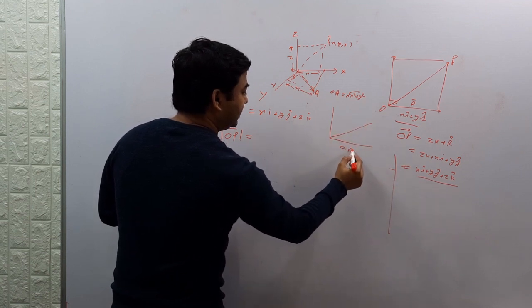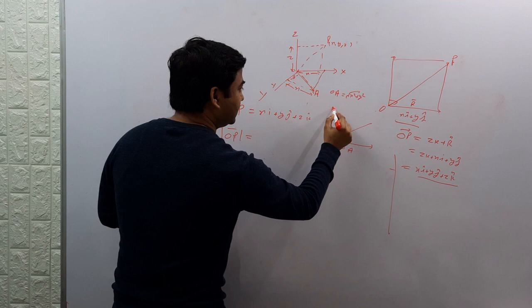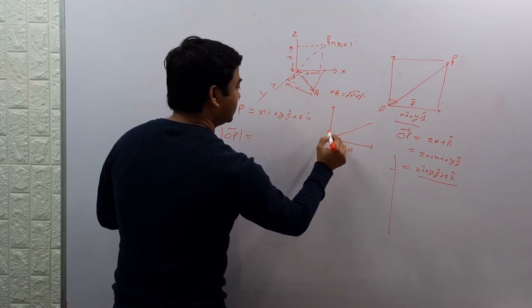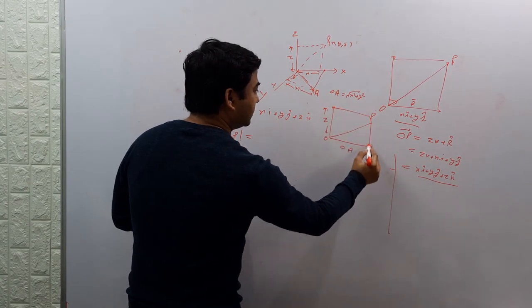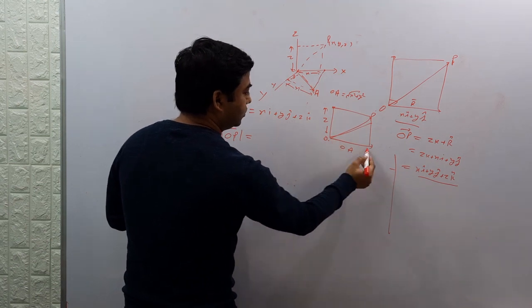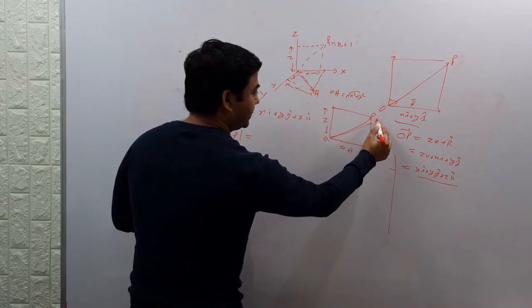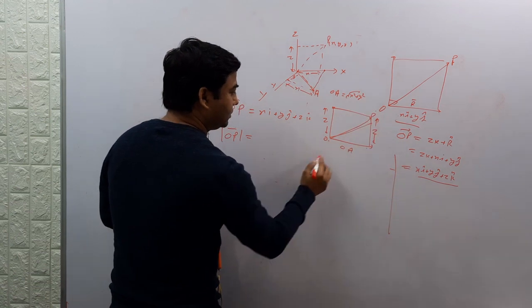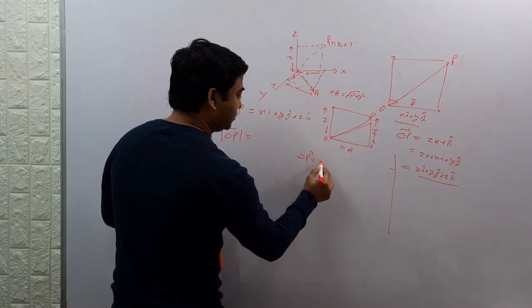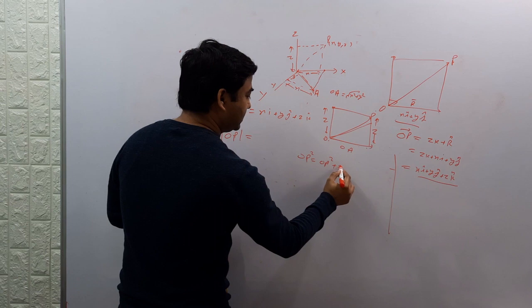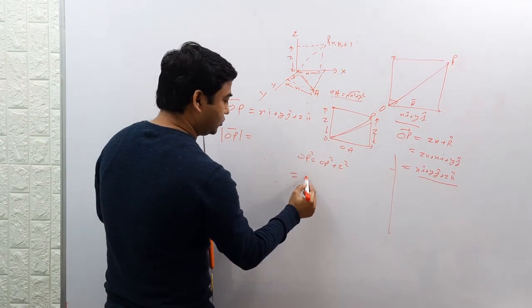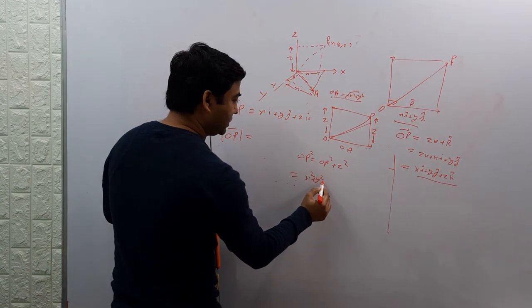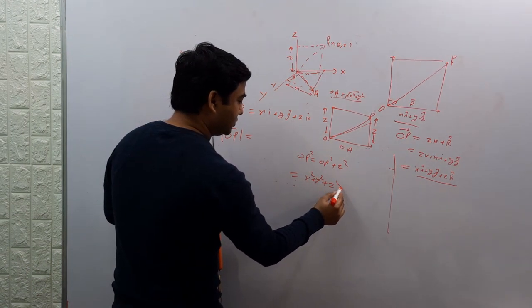This is OA and this is OZ and this is P. So this is a right angle triangle with OA, and this is Z, so this will also be Z. So from Pythagoras theorem, OP square is equal to OA square plus Z square. OA square is x square plus y square, plus Z square.